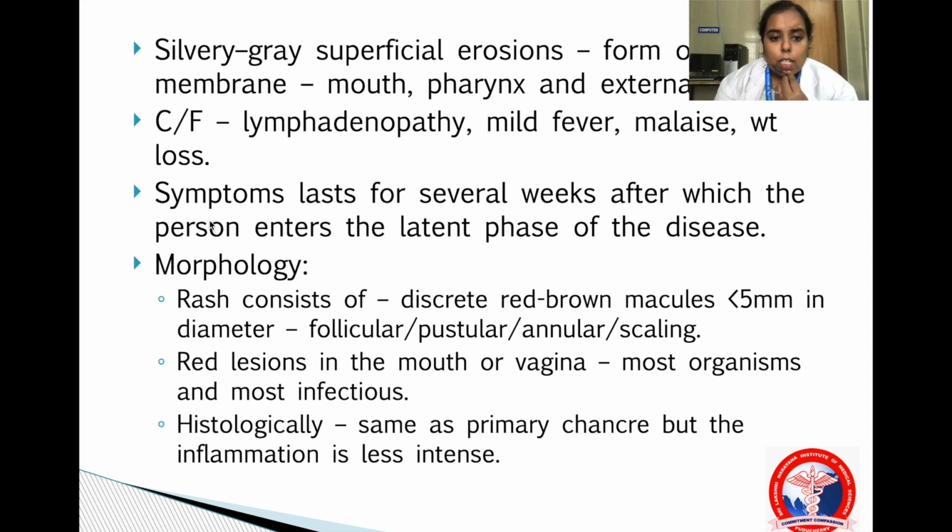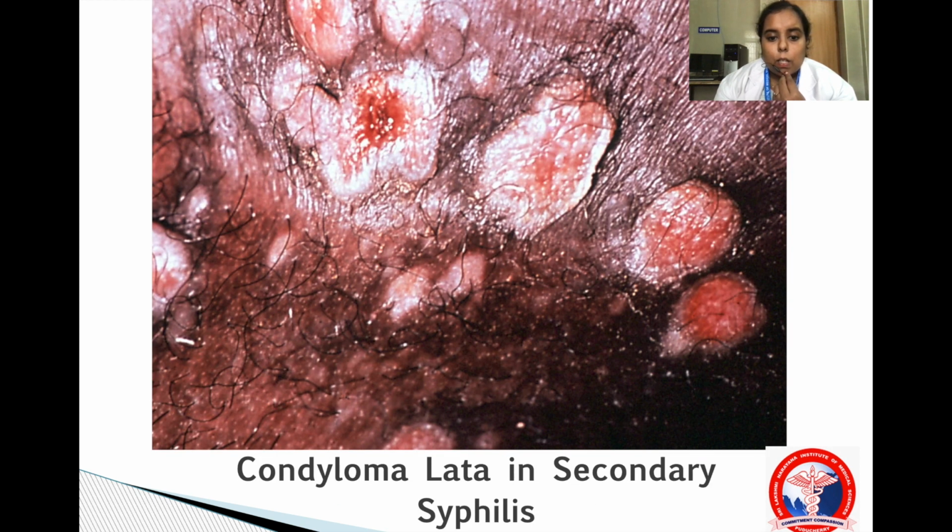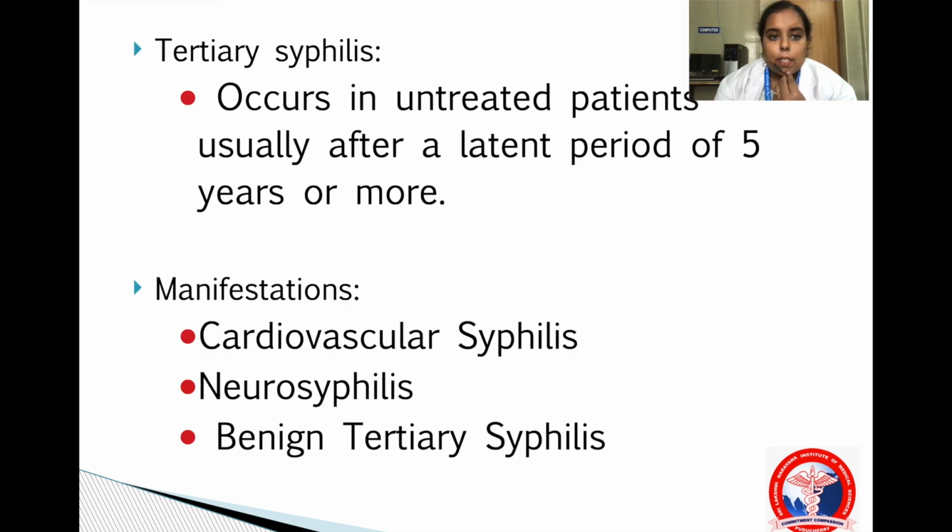So the morphology here will be a rash of discrete red-brown macules less than 5 mm in diameter, and red lesions in the mouth or vagina. Histologically it is similar to the primary chancre, but the inflammation is less intense. So this picture shows the palmar lesions in secondary syphilis. This picture depicts condyloma lata in the secondary syphilis stage.